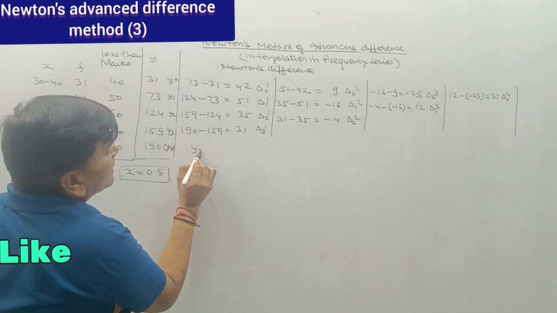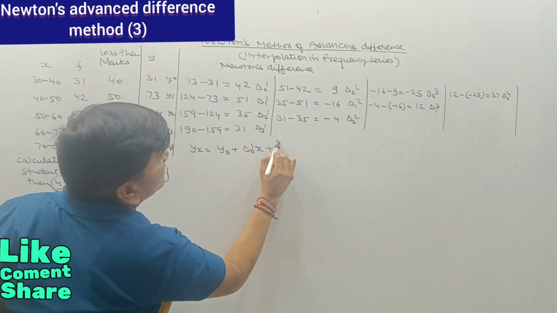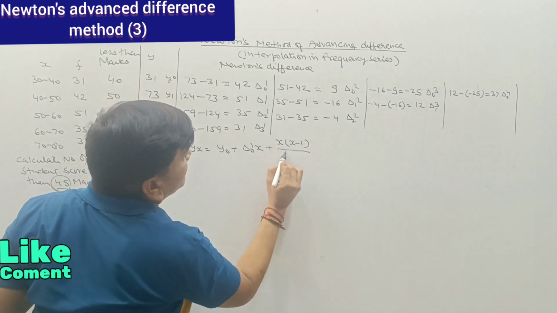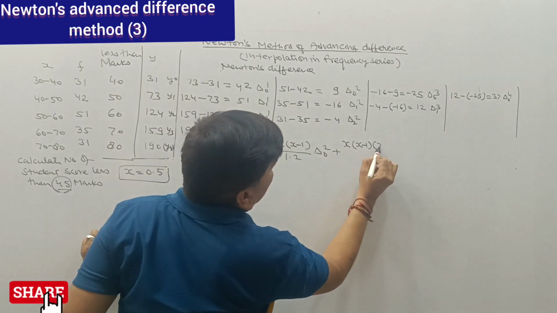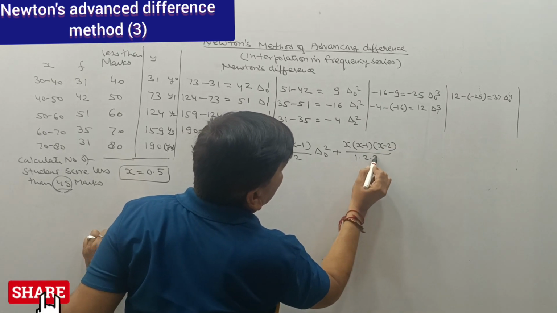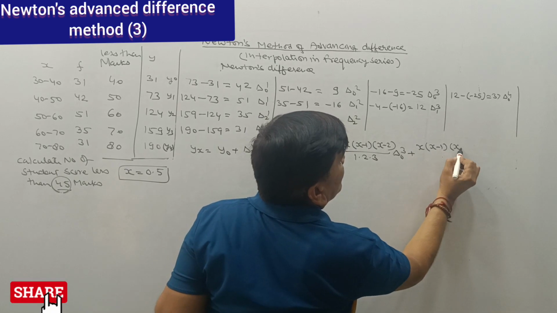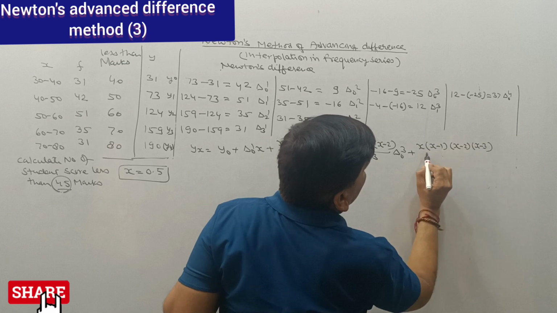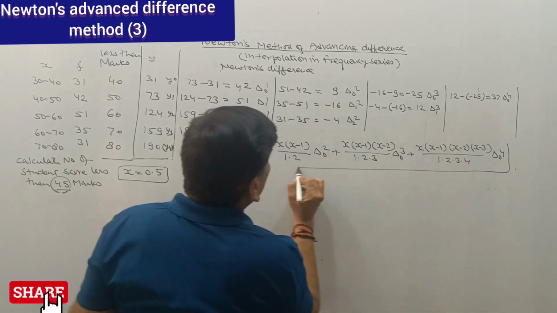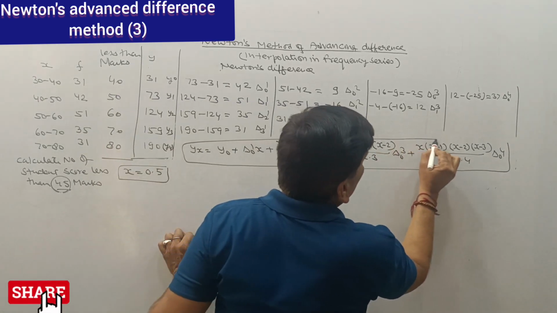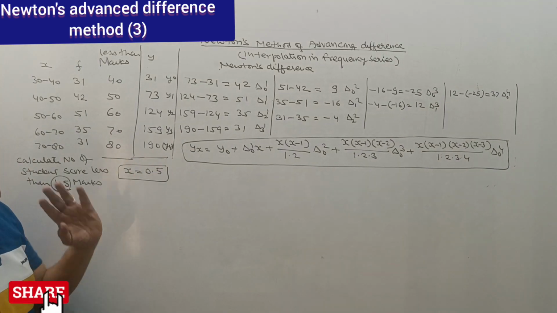So y-x is y0 plus x delta 01, plus x(x minus 1) divided by 1 multiply 2, delta 02, plus x(x minus 1)(x minus 2) divided by 1 multiply 2 multiply 3, delta 03, plus x(x minus 1)(x minus 2)(x minus 3) divided by 1 multiply 2 multiply 3 multiply 4, delta 04. I am writing the formula so many times so that you remember the formula. For that I am writing the formula again.